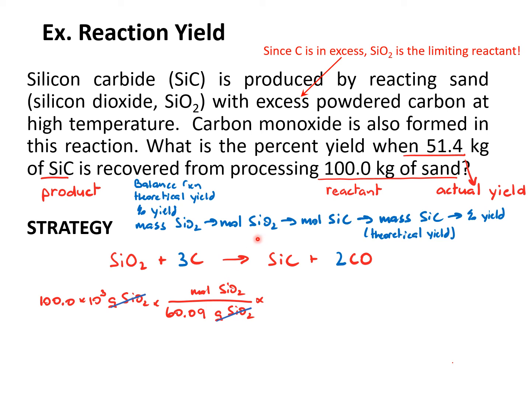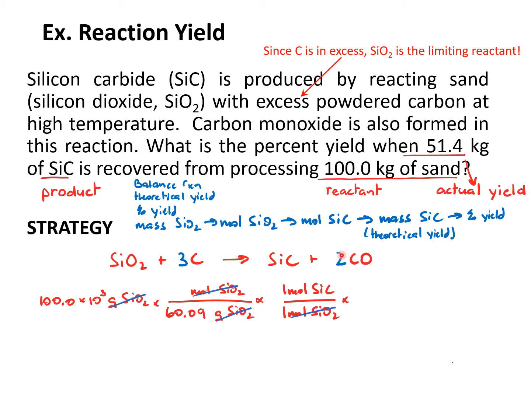Next, we want to convert from moles of silicon dioxide, which is the reactant, to moles of product, silicon carbide. We can use the stoichiometric ratios for this, and we see here that from the balanced chemical reaction, 1 mole of silicon dioxide produces 1 mole of silicon carbide. So we multiply by 1 mole of silicon carbide and divide by 1 mole of silicon dioxide. In doing so, we see that the moles of silicon dioxide cancel, leaving us with moles of silicon carbide, as we had intended.